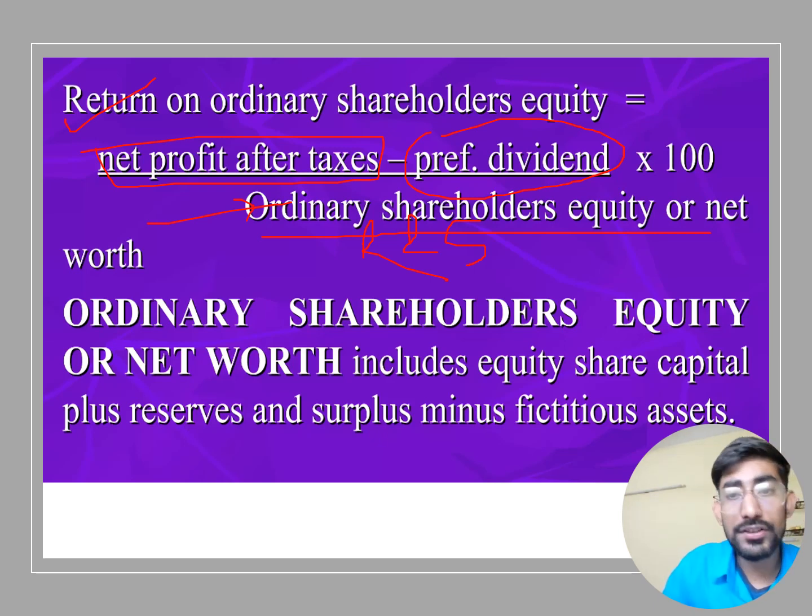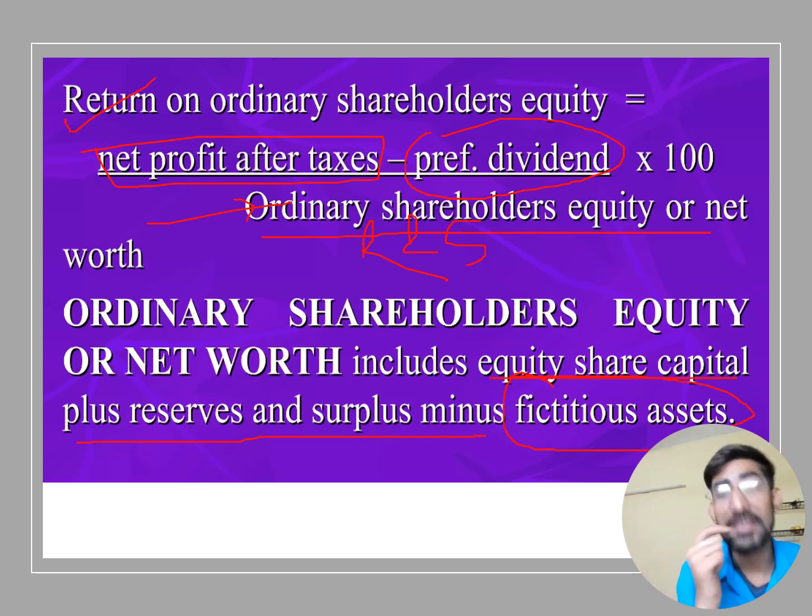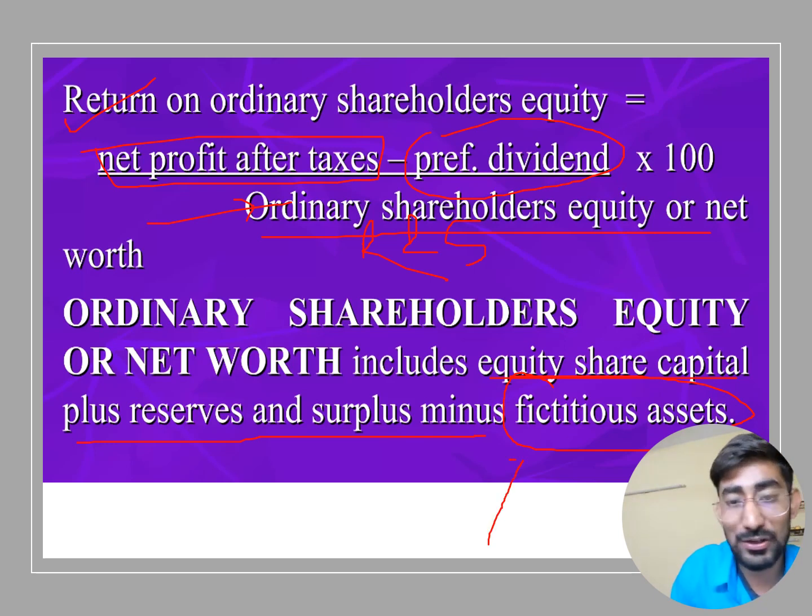So the ordinary share equity or the net worth includes the equity share capital plus reserve and surplus, and then we are going to deduct the fictitious asset. As the reserve and surplus are part of equity shareholders fund, the fictitious asset is going to be deducted from the equity shareholders, not from the preference shareholders. Okay, I hope it is clear.